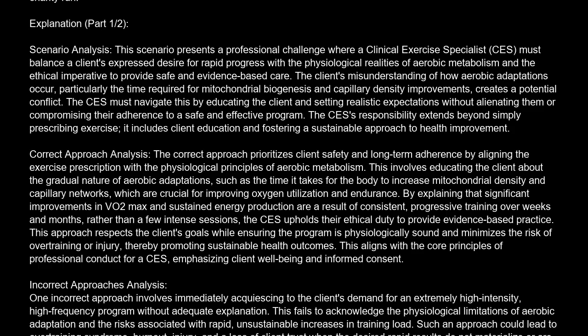Incorrect approaches analysis. One incorrect approach involves immediately acquiescing to the client's demand for an extremely high-intensity, high-frequency program without adequate explanation. This fails to acknowledge the physiological limitations of aerobic adaptation and the risks associated with rapid, unsustainable increases in training load. Such an approach could lead to overtraining syndrome, burnout, injury, and a loss of client trust when the desired rapid results do not materialize or are accompanied by adverse effects. Ethically, this violates the principle of beneficence, acting in the client's best interest, and non-maleficence, avoiding harm.